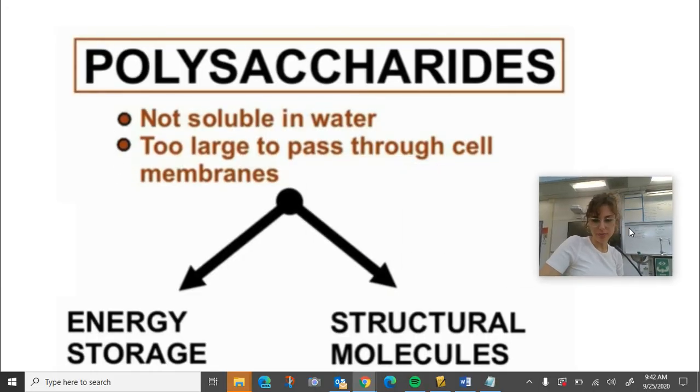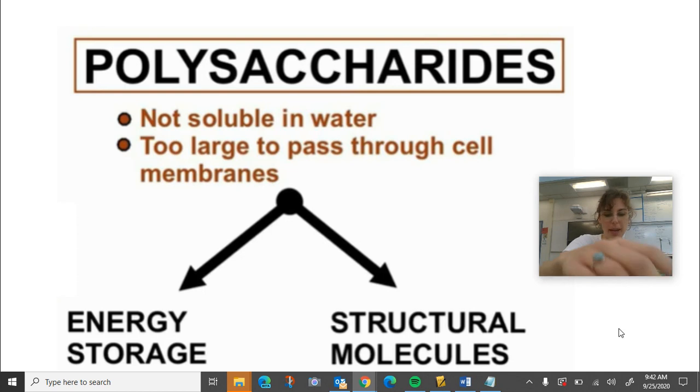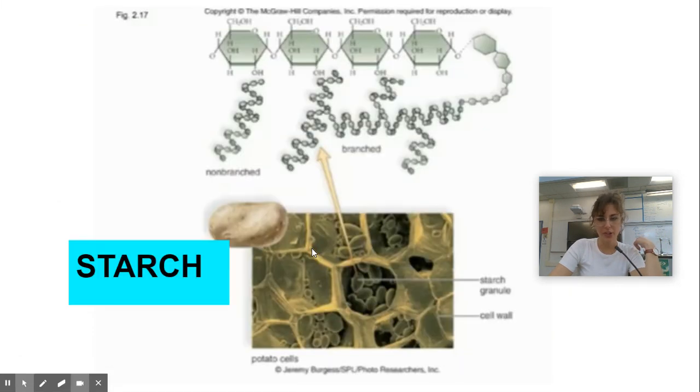All right. So now we're moving on to polysaccharides. Something that all polysaccharides have in common is that they do not dissolve in water. They're not soluble in water, and they are too large to pass through cell membranes. Okay, they need to get assistance. They are so large that there's no way for them to get through cell membranes. Okay. So there's two big categories of polysaccharides. They are either all about energy storage, or they are going to be building material, structural material to build cellular structures.